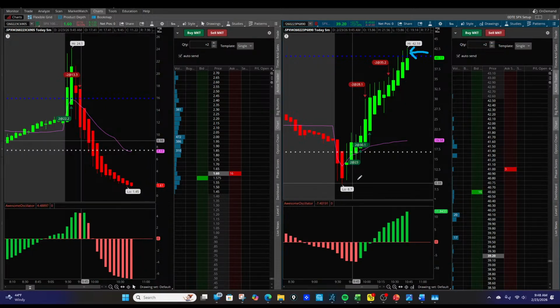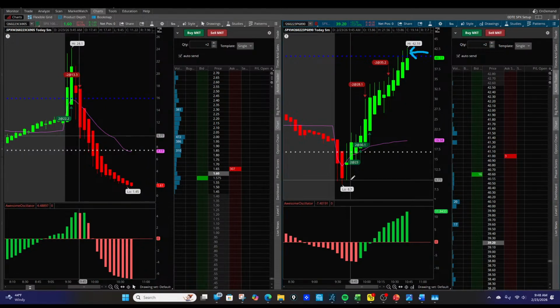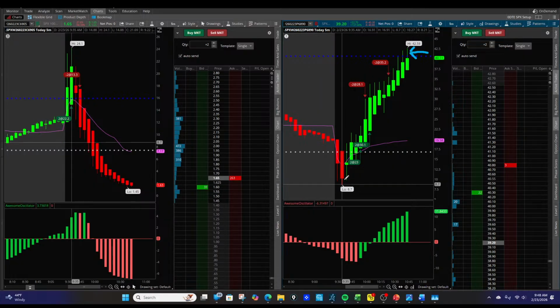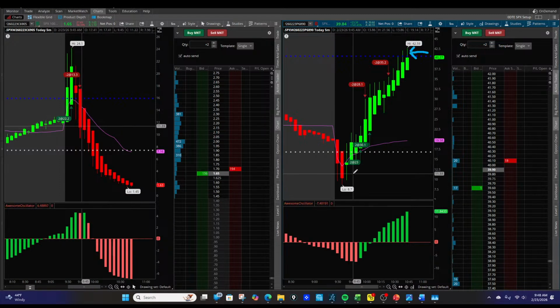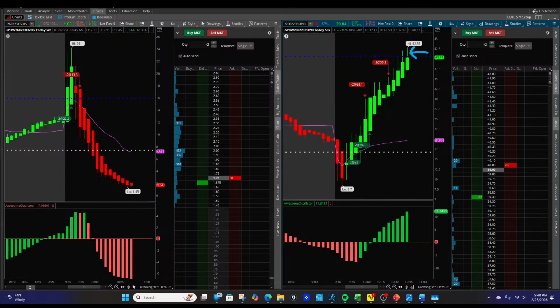Back over here in puts, this thing has just risen completely high. As a matter of fact, I like to look and see, okay, the first price that I did was 23.